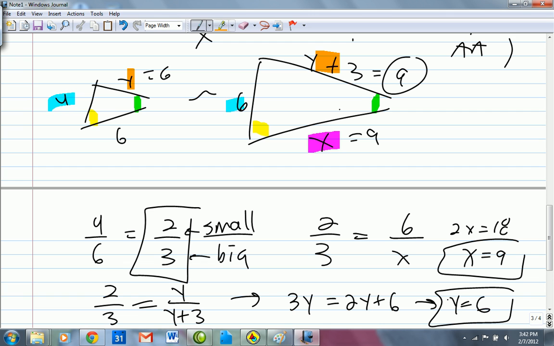Now if I want to check to see if the corresponding sides are indeed proportional, and they should be because the triangles are similar by angle-angle, 4 to 6, that's 2/3, equals 6 to 9, that's also 2/3.